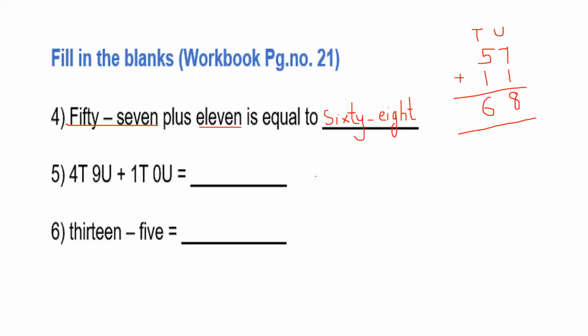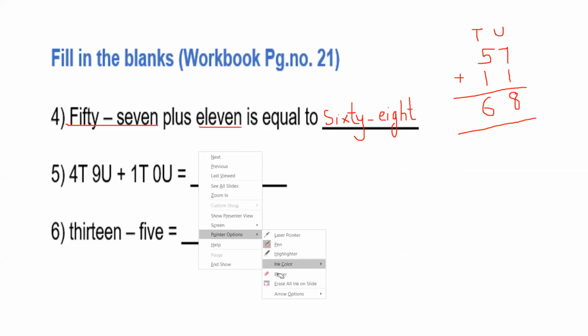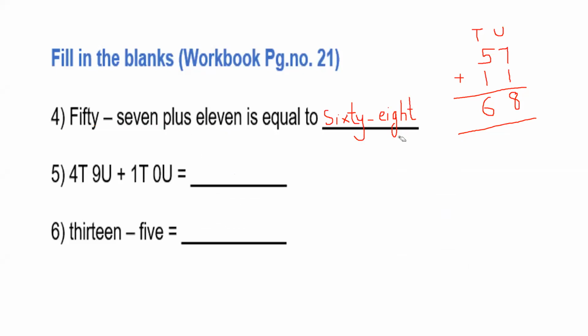Those who are not writing, I will ask your parents whether you are writing or not. Some students don't write. Okay. So this is clear. 57 plus 11 is equals to 68. 7 plus 1, 8. 5 plus 1, 6. This question is clear. Any doubt? SIXTY, not SISTY. Someone has written SISTY in the chat box. It is SIX. Okay.